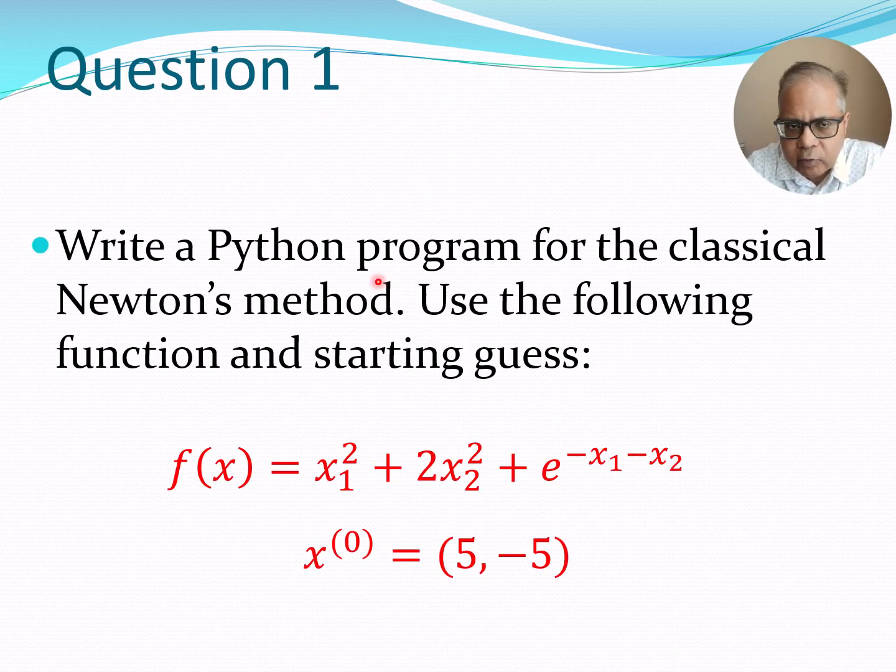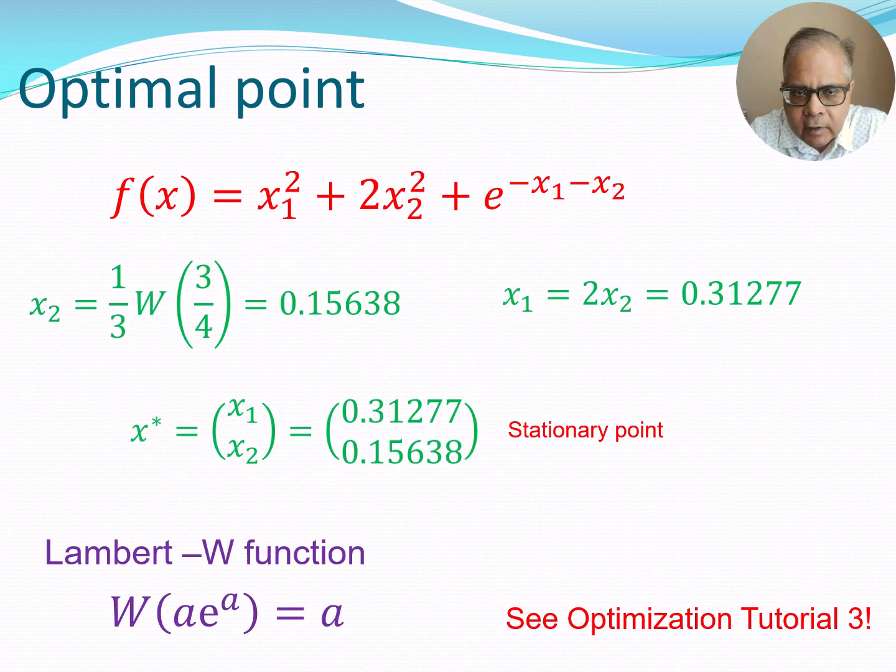Now let's put all these theories into practice. We want to write a Python program for the classical Newton method, and again we are going to use our usual function, that is f(x) is x1 squared plus 2 x2 squared plus e to the power minus x1 minus x2, and we are going to start from the point x0 equal to (5, -5). Before we move forward, let us just remember the minimum point. The minimum point was x1 is 0.31277 and x2 is 0.15638. These are essentially obtained from the Lambert W function. If you are interested in more details, look at optimization tutorial 3.